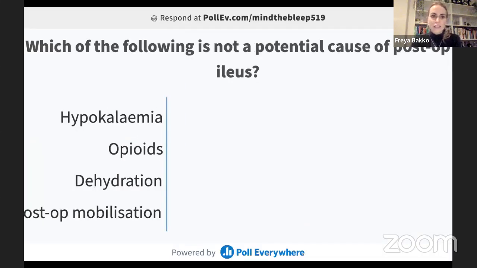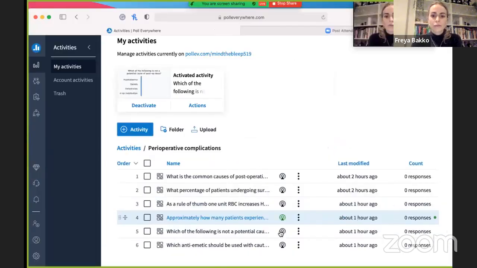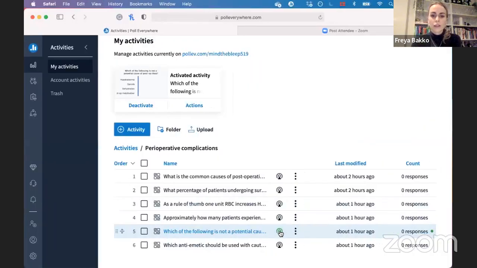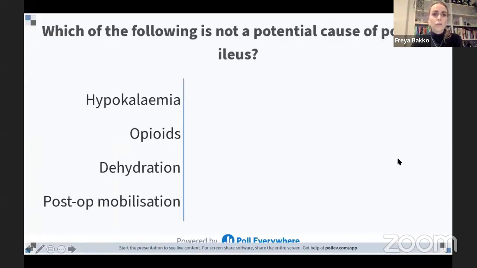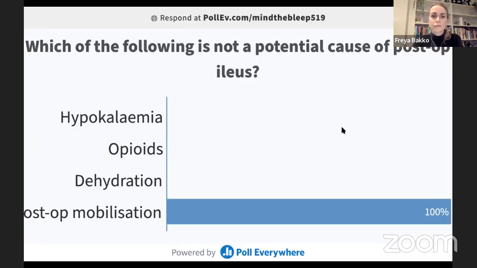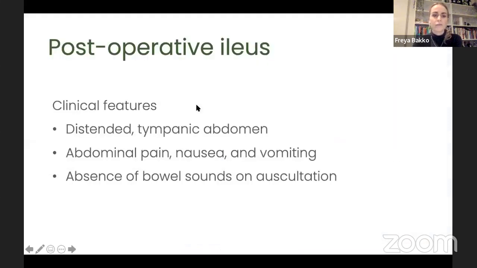So next question. Which of the following is not a potential cause of post-operative ileus? We mentioned a few of the risk factors. So is it hypokalemia, opioids, dehydration, or post-operative mobilization? So the question is, which of the following is not a potential cause of post-operative ileus? We'll come back to the answer in a little bit.